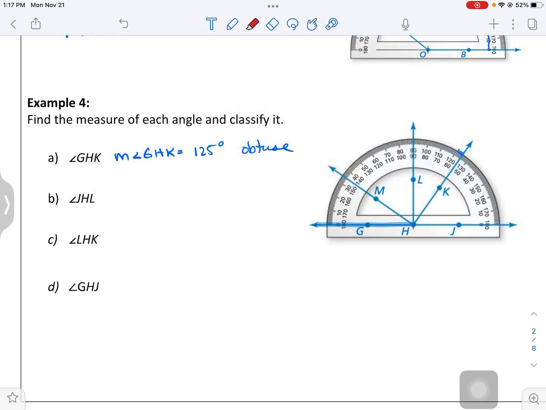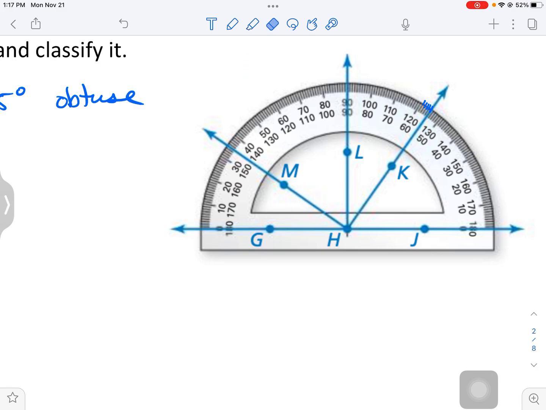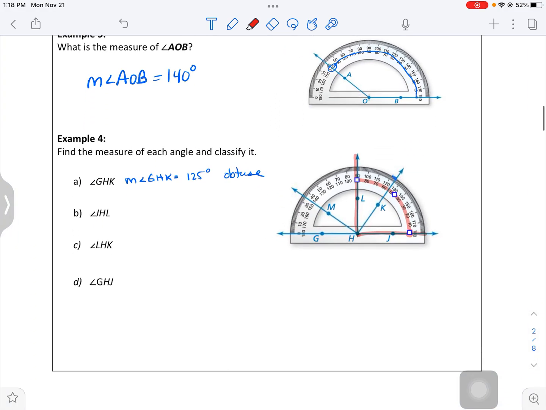Okay, now I got to find the measure of angle JHL. So J to H to L, straight up. All right. So start at 0 because that's where it starts. 10, 20, 30, 40, 50, 60, 70, 80, 90. So it ends at 90 degrees. It's a right angle. So the measure of angle JHL equals 90 degrees, and we call that a right angle.